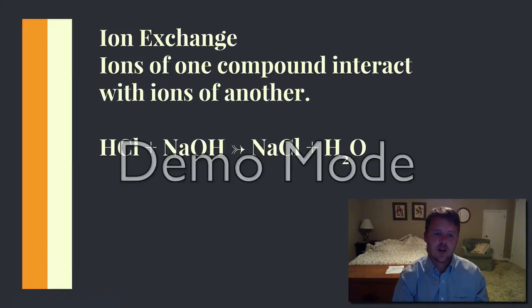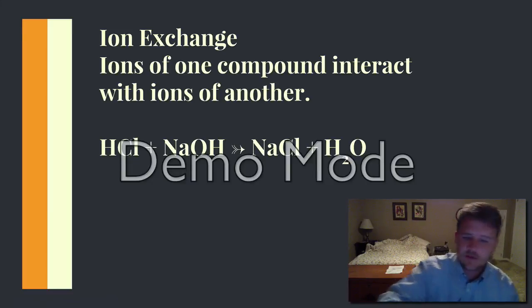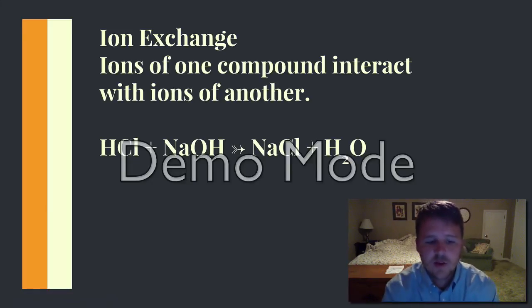Ion exchange. Ions of one compound interact with ions of another. In HCl, the hydrogen leaves the chlorine, combines with the other, and the sodium leaves that. Now you can look at this and be like, man, what is going on? Or you can draw some arrows. Usually drawing arrows will help. Just draw an arrow of the chlorine and where the thing with the chlorine came from.